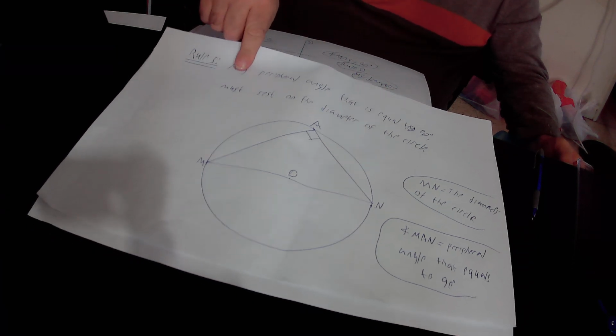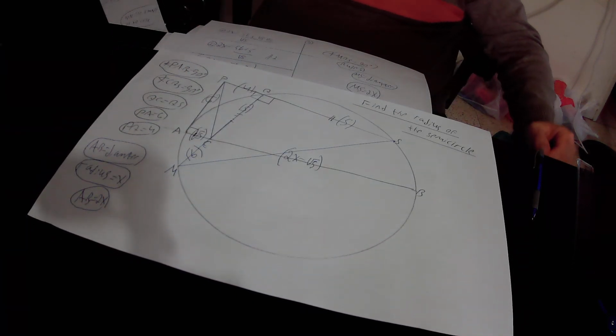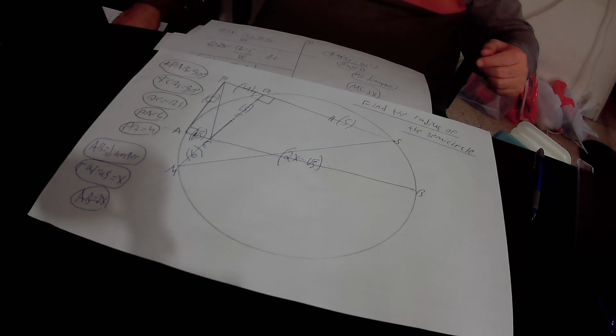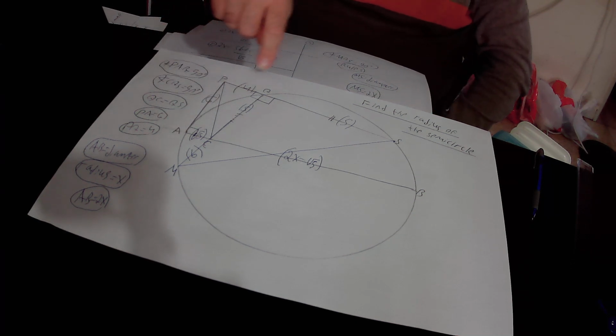We can actually implement rule number 5 in our drawing. Why? Because in our drawing we have peripheral angle MQS that is equal to 90 degrees in size.